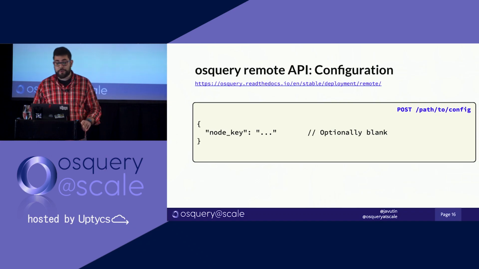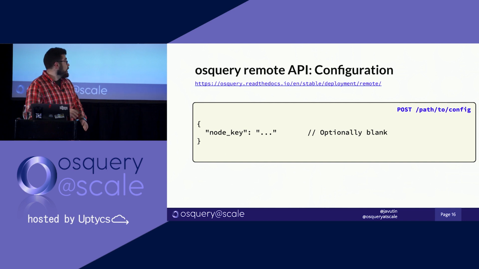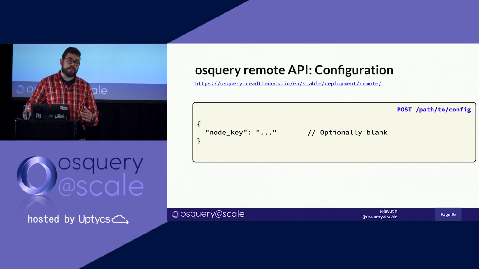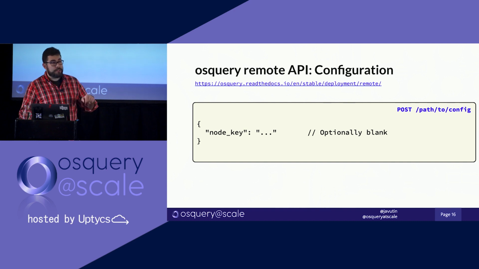What about configuration? Configuration is pretty simple. Again, a POST request to your path to configuration. You provide the node key that you retrieved from the enrolling. That's why it's an important piece. You can still configure Osquery to provide the secret every time, but the node key can also be used as a signal, because when the Osquery service or daemon starts, it will enroll. It will generate a node key.